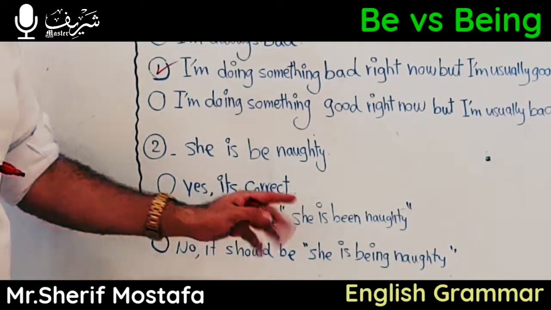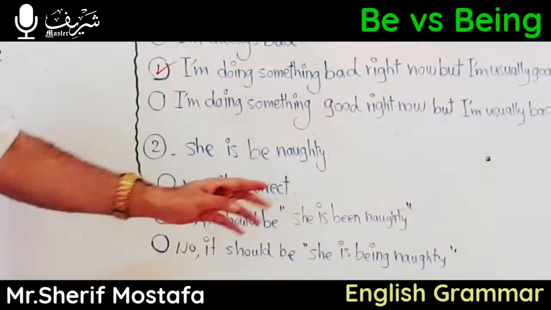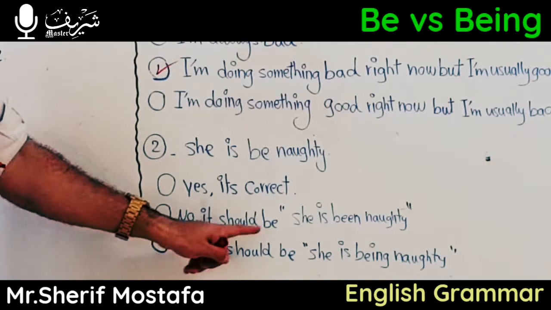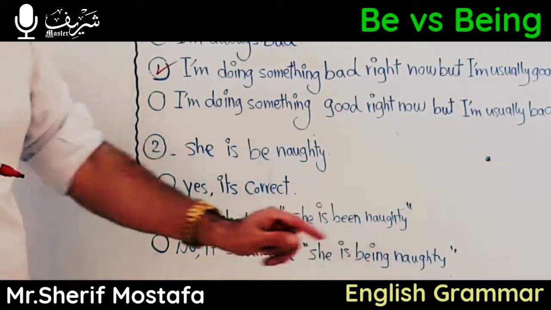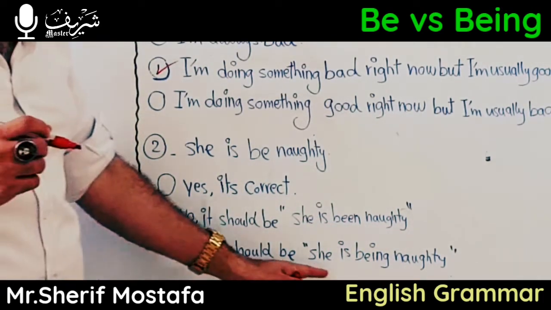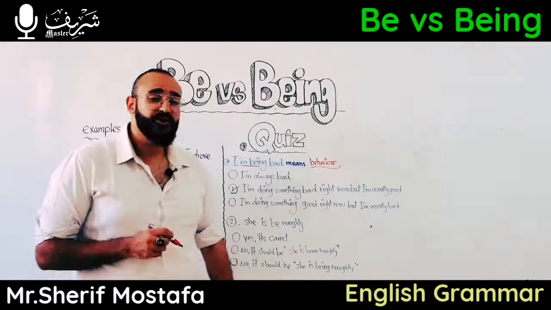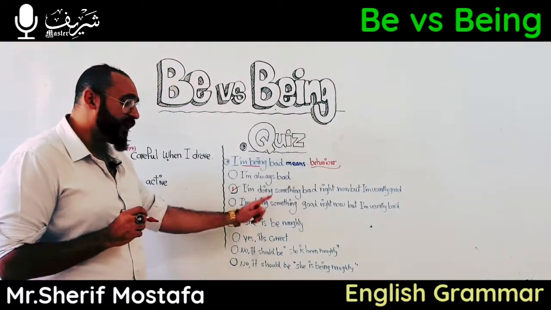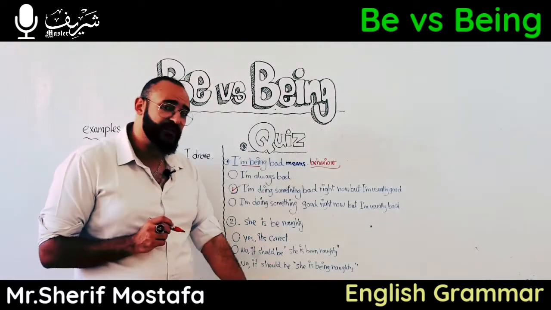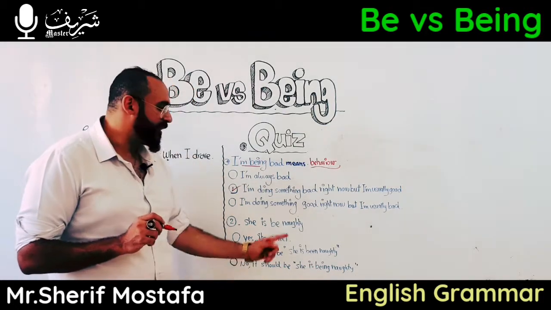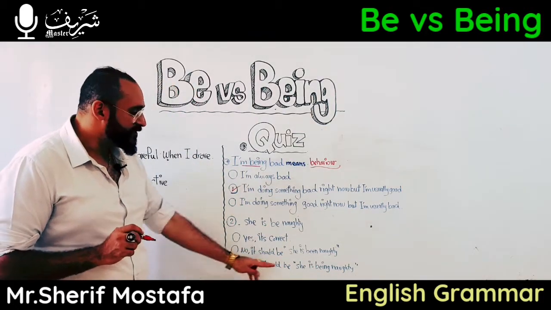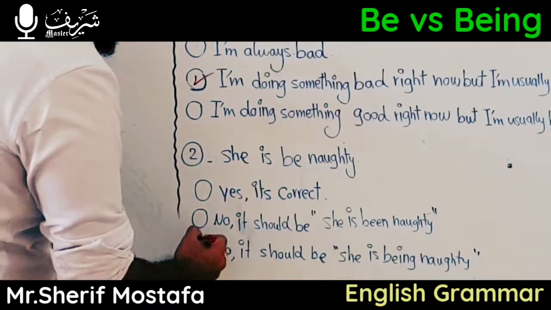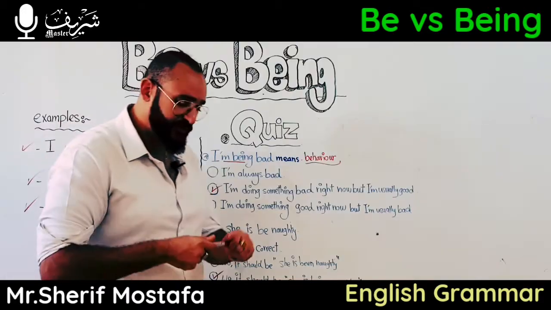"She's be naughty." Okay? Yes, it's correct, this sentence is correct? No, it should be "she's been naughty." No, it should be "she's being naughty." So what could be the right answer? Shall I say "she's being naughty"? I don't think so. So the right one is "she's being naughty." This is great.